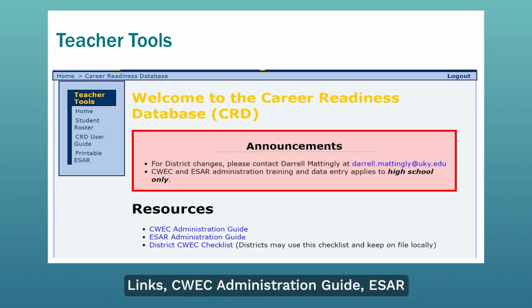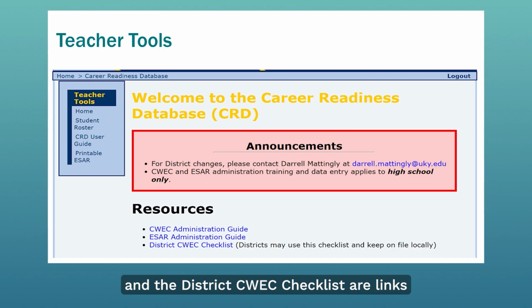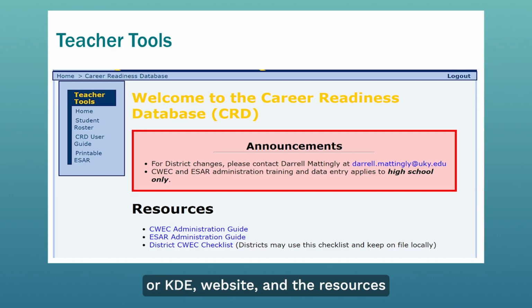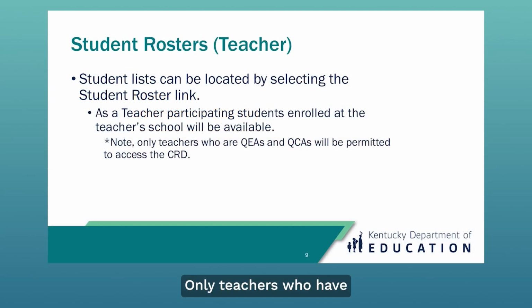The resources links, CWEC Administration Guide, ESAR Administration Guide, and the District CWEC Checklist are links that take the user to the Kentucky Department of Education, or KDE, website and the resources for the post-secondary career readiness components. For specific information about the CWEC and ESAR, users should activate these links. Only teachers who have passed the required quizzes and are QEAs and QCAs will have access to student rosters. Student rosters are based on the students enrolled at grade 12 or earlier when meeting criteria at the teacher's school.